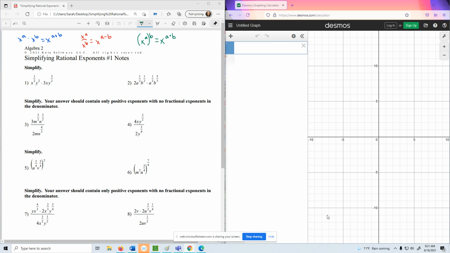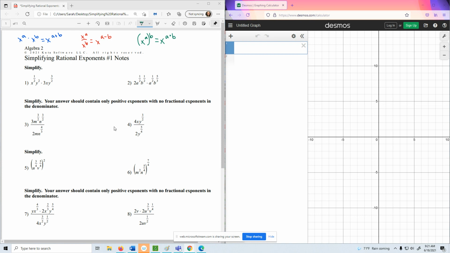Hello, today we're going to look at simplifying expressions that involve rational exponents, and all that means is we are going to have some expressions that have exponents in them, but those exponents will either be all fractions or some of them will be fractions. Your same exponent rules apply, it just happens to be that your exponents are fractions.